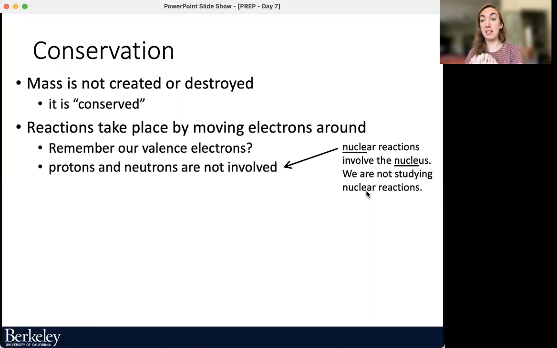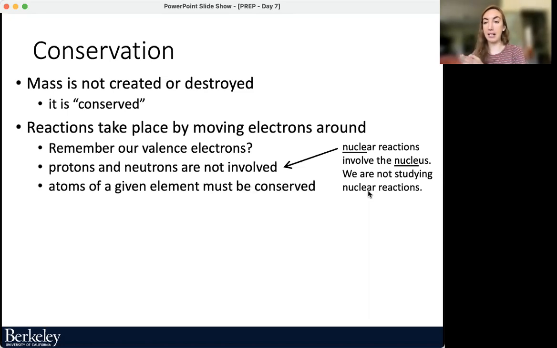And if the nucleus is not involved, then the number of protons in any given atom isn't changing, because protons are in the nucleus. So what type of atom we have can't change. Does this make sense? We're only affecting which valence electrons are interacting with which other valence electrons. So the nucleus isn't changing, and therefore the atoms of a given element can't change. We still have to have the same number of each type of atom. We're just changing who they're bonded with.